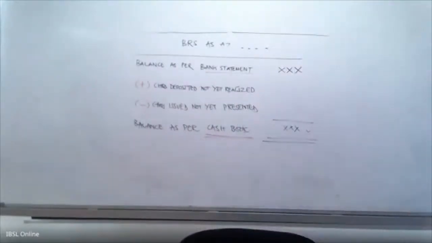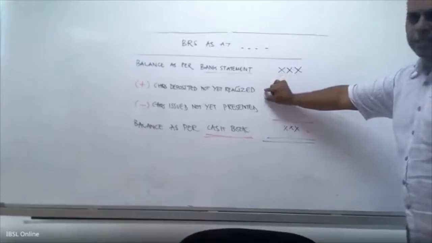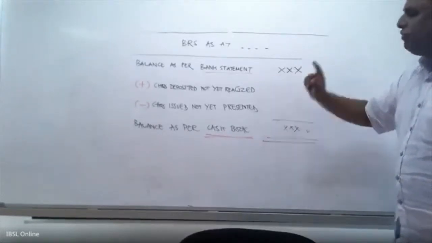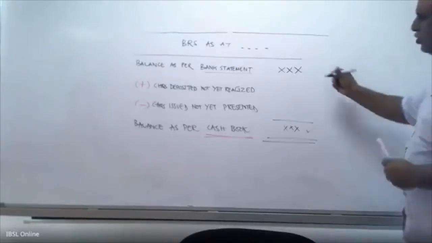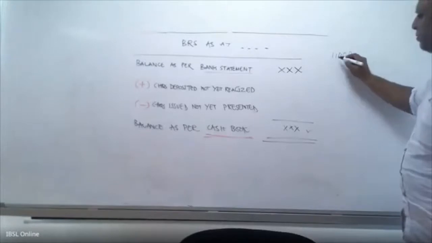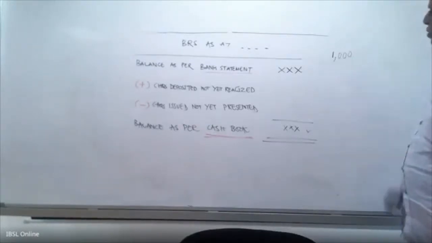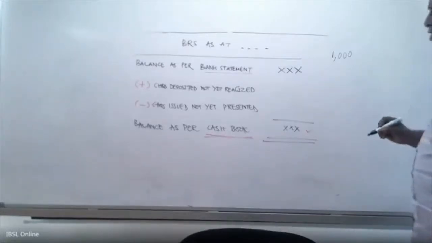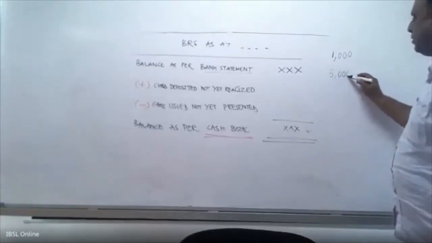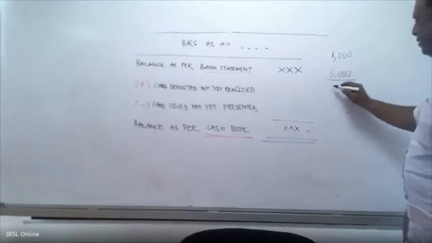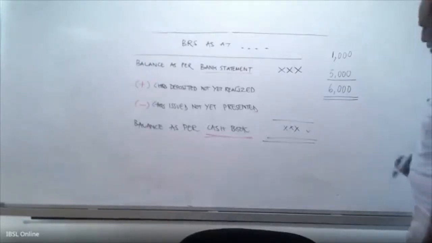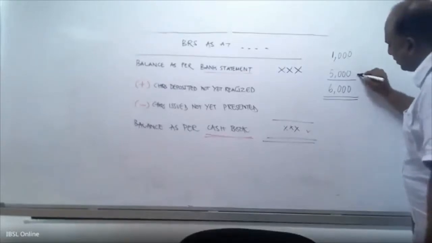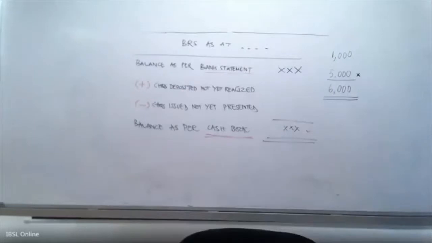This is very important. Now, when you go and deposit a check, that is this one, and if it is not yet realized, what does it mean? Let's say you had a balance of 1,000 rupees in your bank account. You go and deposit a check for 5,000 rupees. Now, ideally, what is your balance? It has to be 6,000 rupees. But let's say the check that you deposited is not yet realized. Then what is your balance?